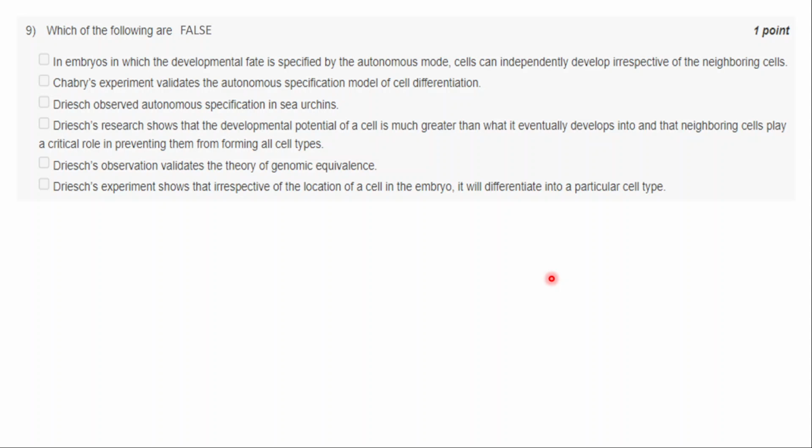Now, which of these statements do you think are false? There can be multiple, so you have to think about it clearly. Option 2 is what Ajay is answering. Chabri's experiment validates the autonomous specification model of cell differentiation. Okay. Any other statement do you think is false? Something about Driesch's observation and experiment? So a big hint is given in the statements itself. Driesch worked on sea urchins while Chabri worked on tunicates.